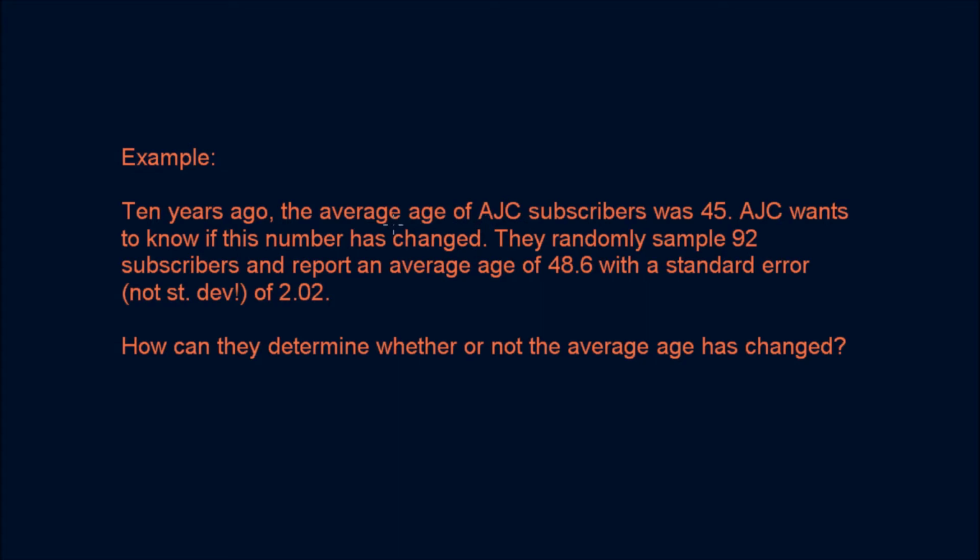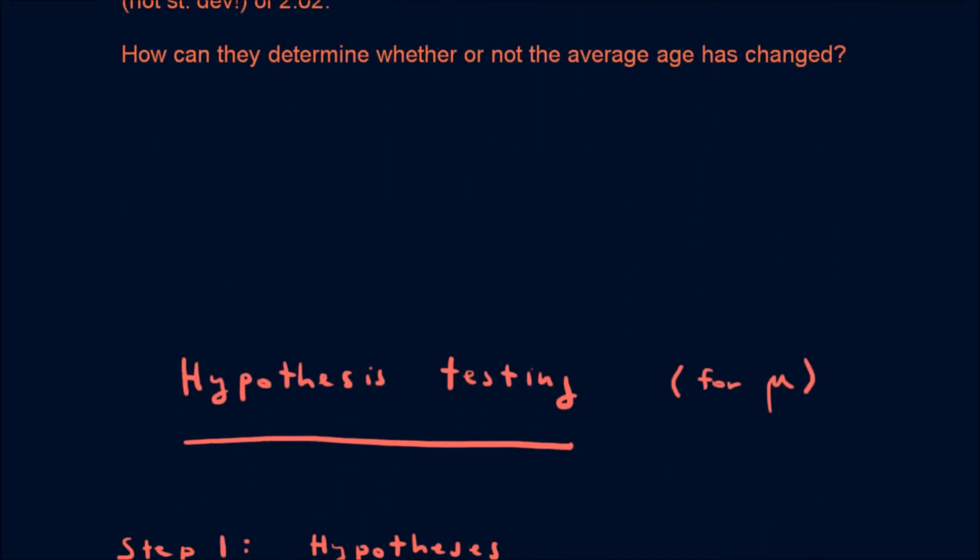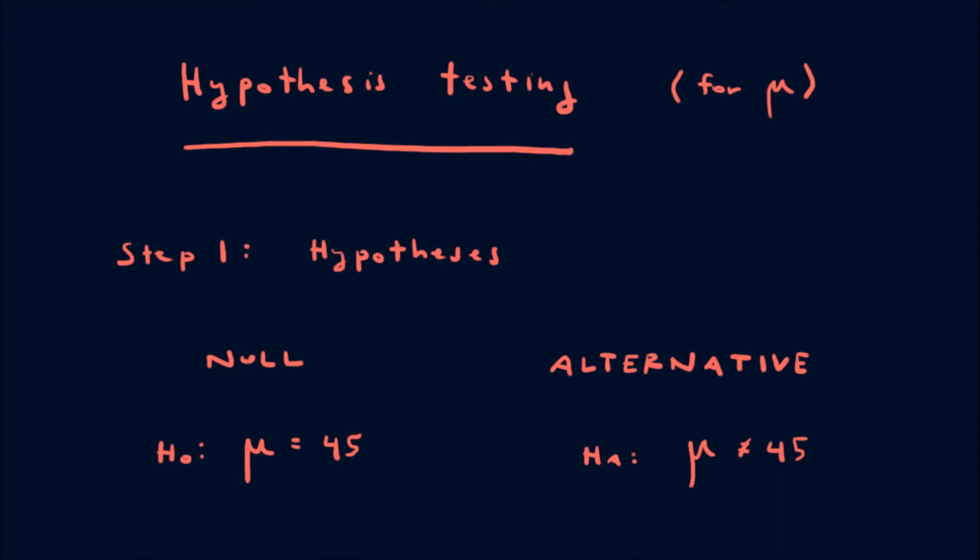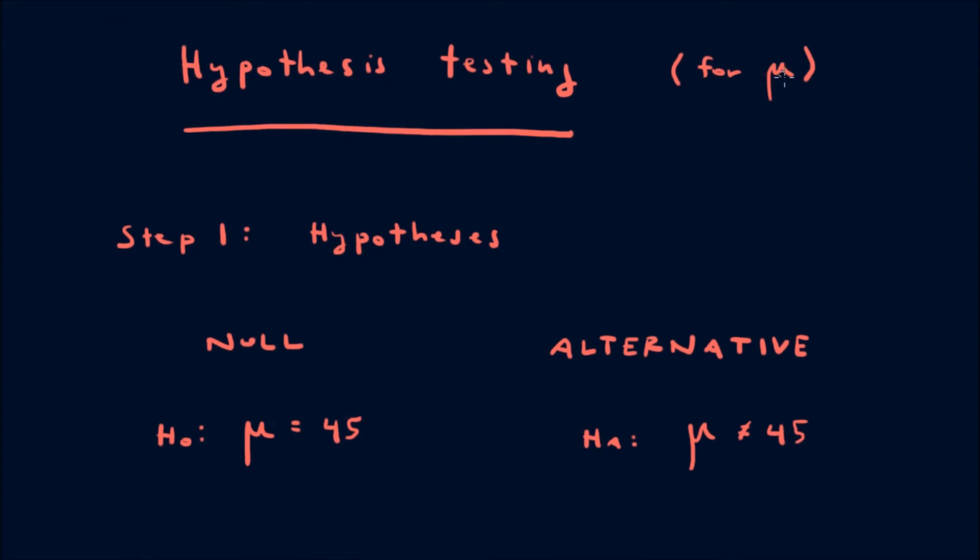if it's different. They randomly sample 92 subscribers and report an average age of 48.6 years with a standard error of 2.02. So that's not the standard deviation, although sometimes you might be given the standard deviation instead of the standard error. So how can they determine whether or not the average age has changed? To do this, they would need to run a hypothesis test for mu, population mean.